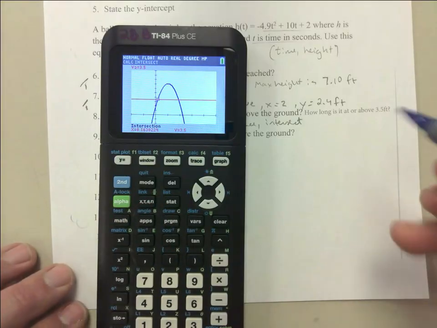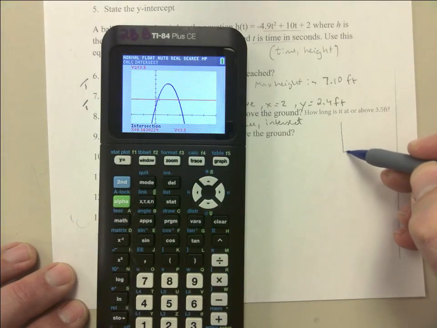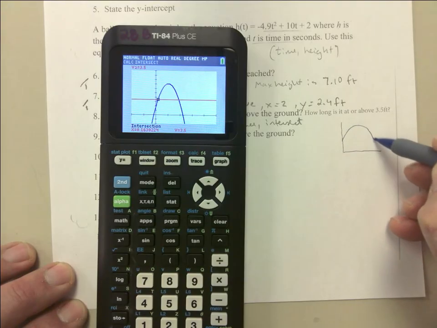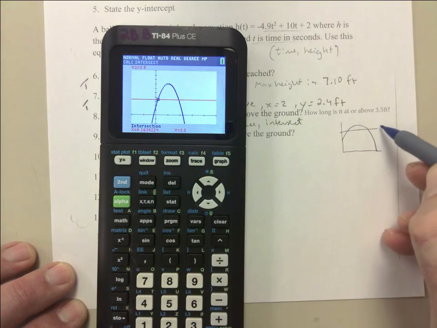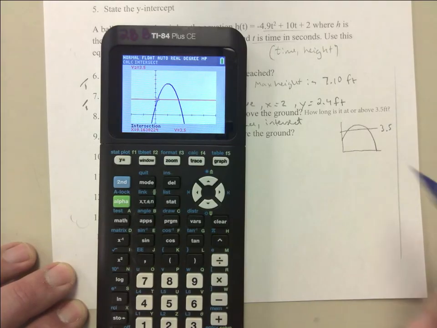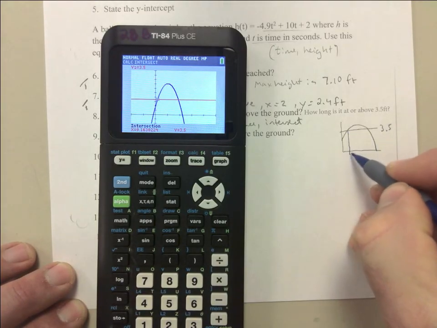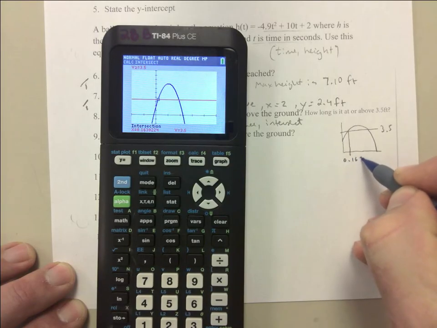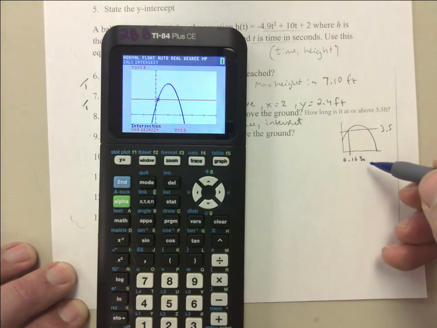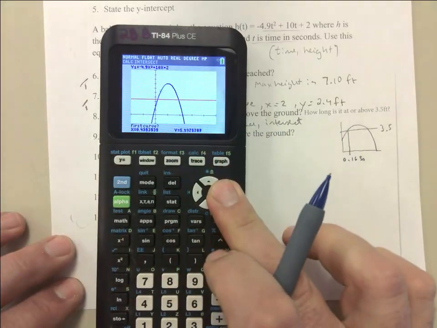Enter, enter, enter. I'm going to make a little sketch here. This is the 3.5 line. And so time 1 here is 0.1630, 4 decimals for that one. You do that again.